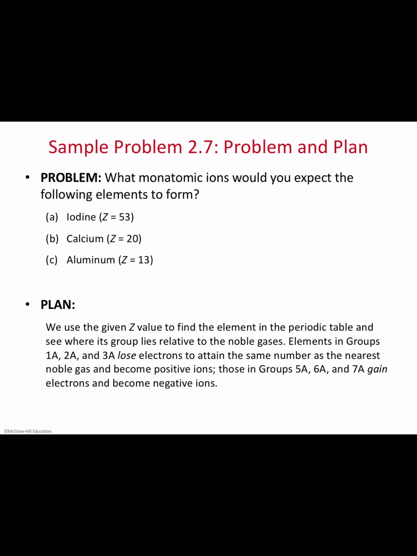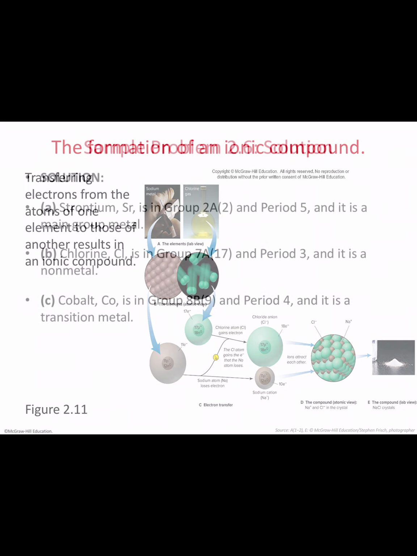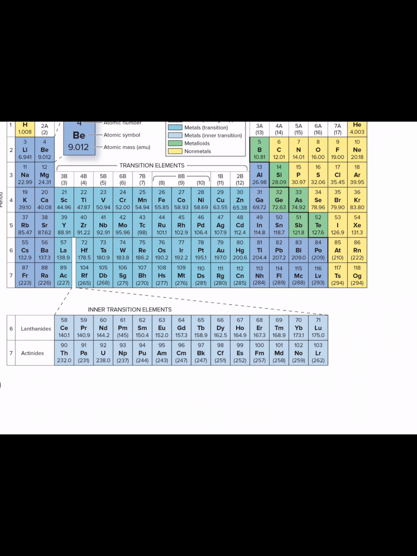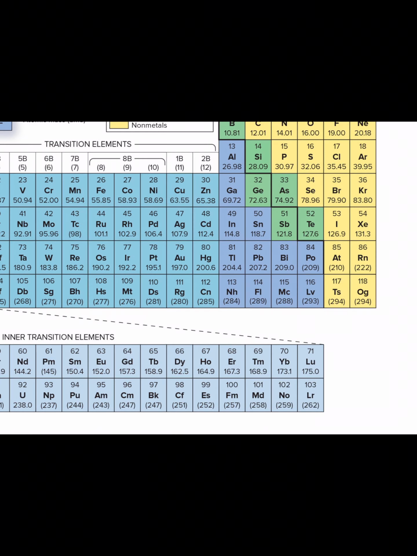Okay. What monoatomic ions would you expect the following elements to form? First we need to figure out where the iodine is located in the periodic table. So iodine is 53. So if you look at the periodic table, let's look at the periodic table. Iodine 53. So iodine is right here. Over here. You see iodine?